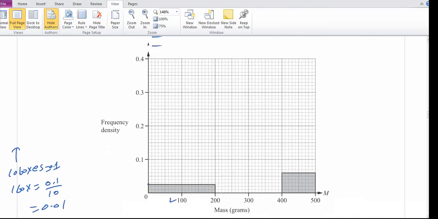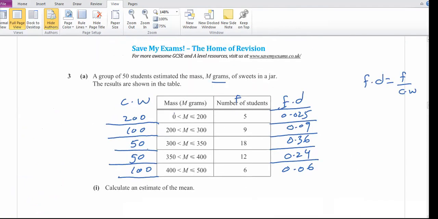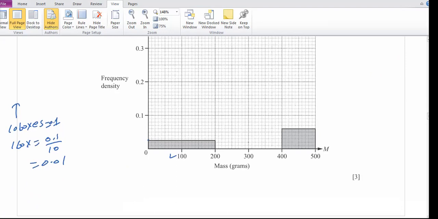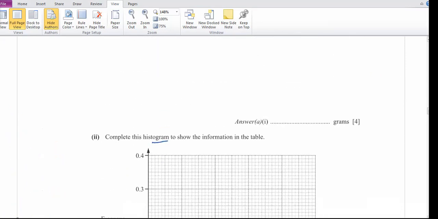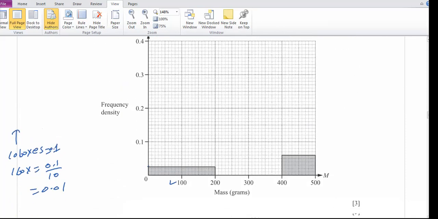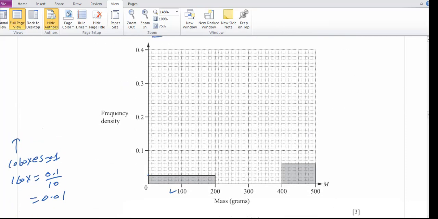Now, what is the next one? The next one is from 200 to 300. Okay, this is 200 till 300. What is the frequency density for this one? 0.09. Okay, where is 0.09? 0.09 will be here. So from this one, this is 300. Make the height equivalent to this one. So this is your bar, you can color that one.